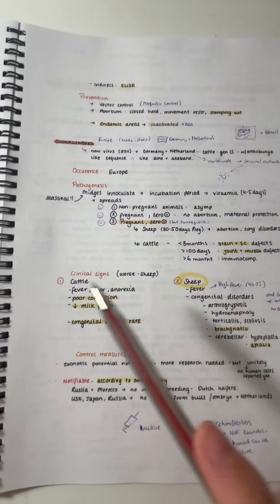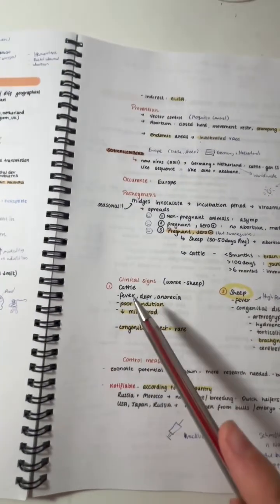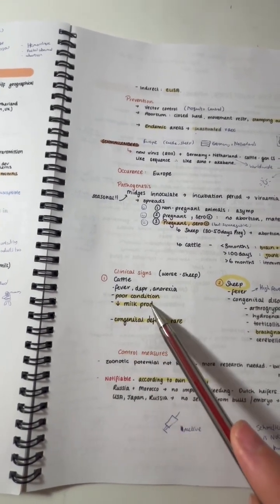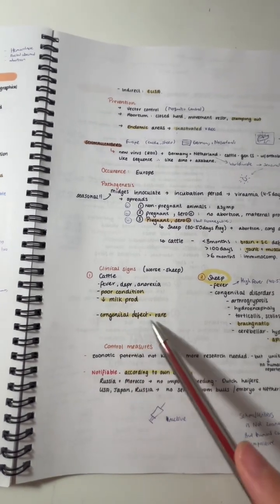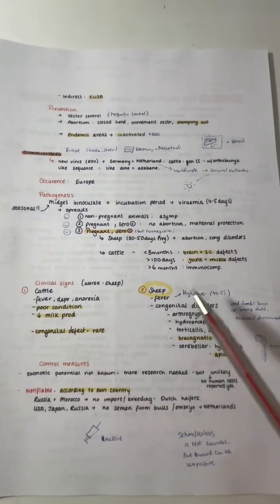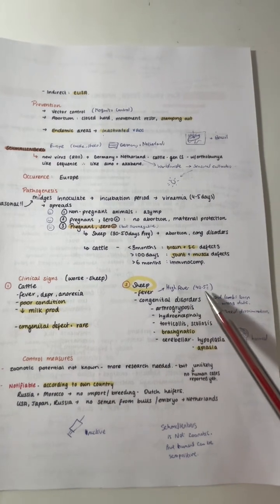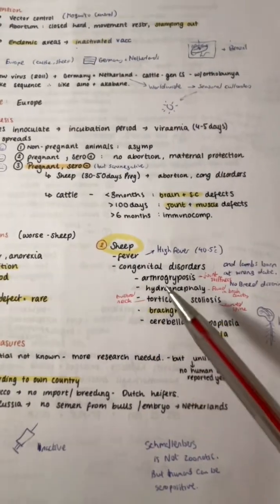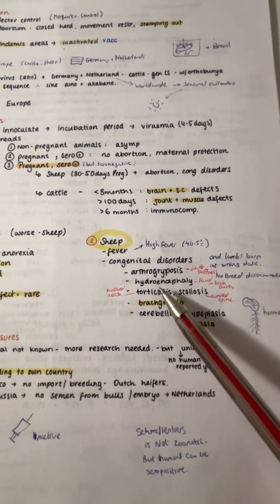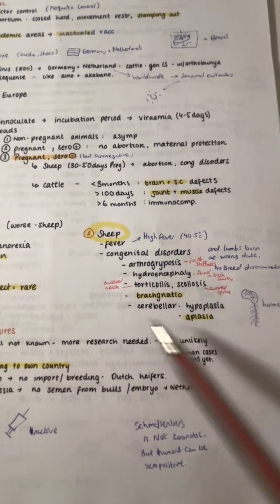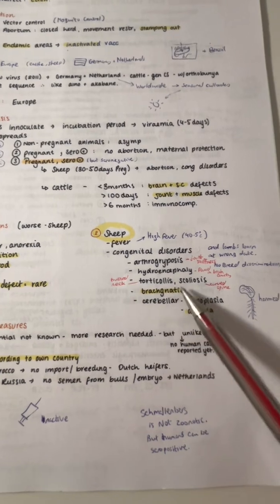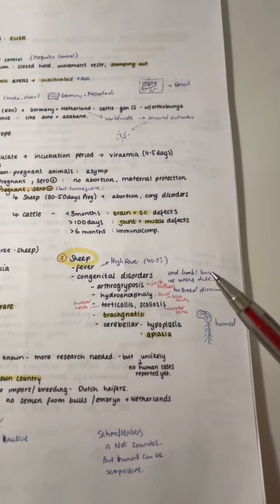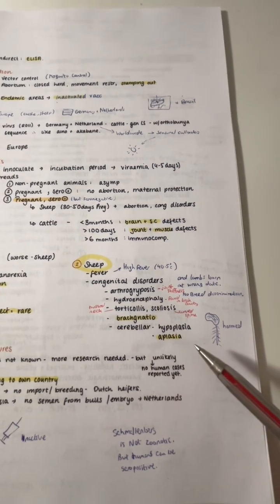For the clinical signs, it's worse in sheep than cattle. But in cattle, you can see fever, depression, anorexia, poor condition, and decreased milk production, and congenital defects. They're rare though. In sheep, you can see a high fever, so around 40.5 degrees, and congenital disorders, such as arthrogryposis, which is joint stiffness, hydranencephaly, which is fluid in the brain, torticollis, which is a twisted neck, and scoliosis, which is a curved spine, and brachygnathia, and cerebellar hypoplasia.